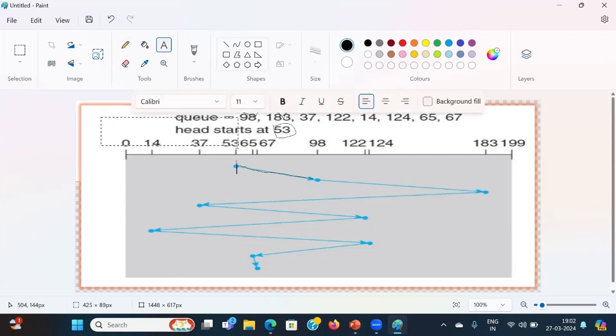Let us take the text. We'll try to insert the text over here. The first one we carried out, what was the difference over there? It was 98 minus 53, plus. Why am I doing this plus? I will just explain it here. Why am I doing this plus?